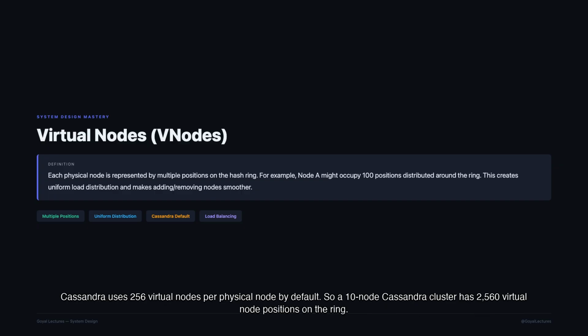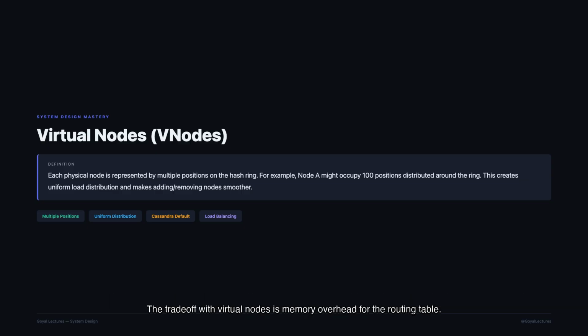Cassandra uses 256 virtual nodes per physical node by default. So a 10-node Cassandra cluster has 2,560 virtual node positions on the ring. When you add an 11th physical node, it distributes its 256 virtual positions across the ring. Each existing node gives up roughly 23 virtual nodes. The load transfer is smooth and proportional across all 10 existing nodes, rather than one node suddenly shedding half its data.